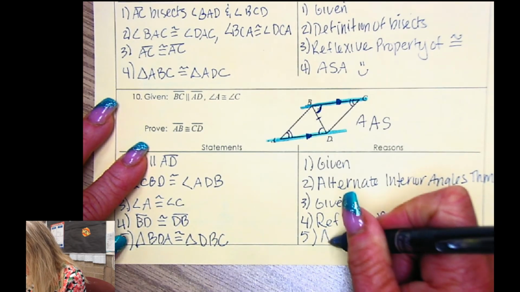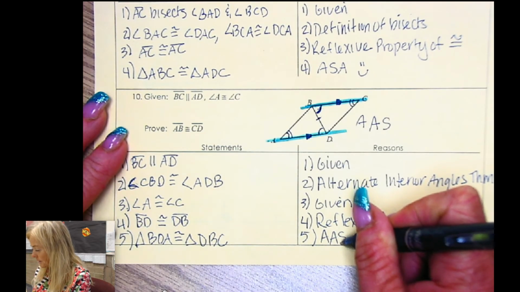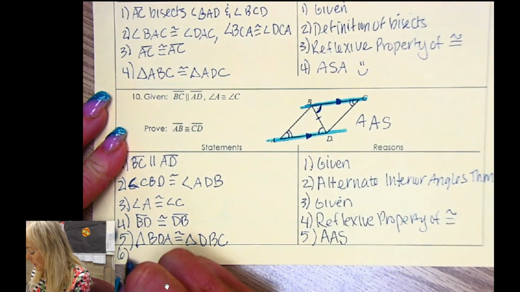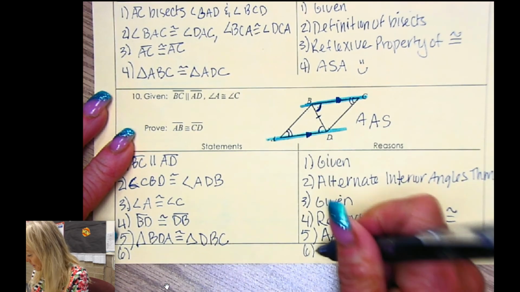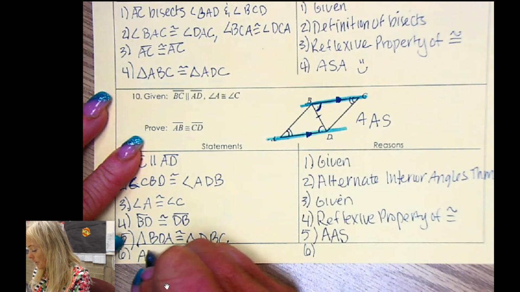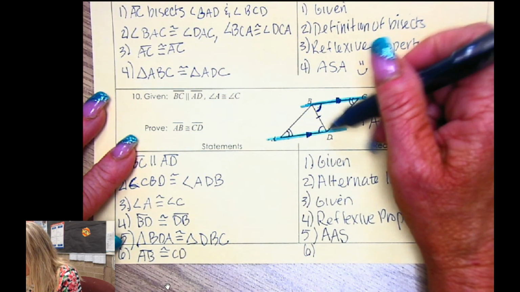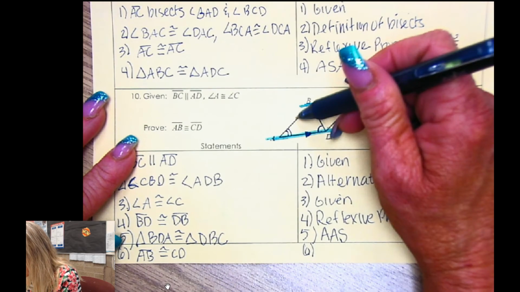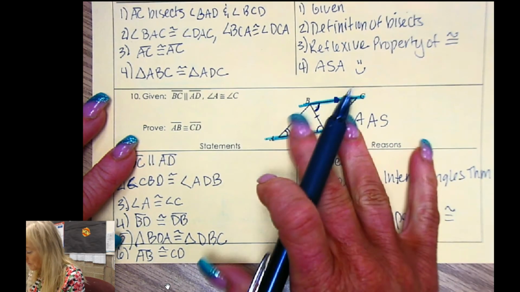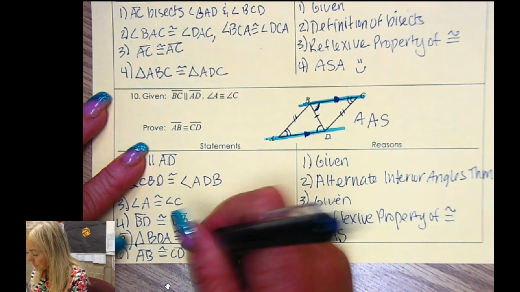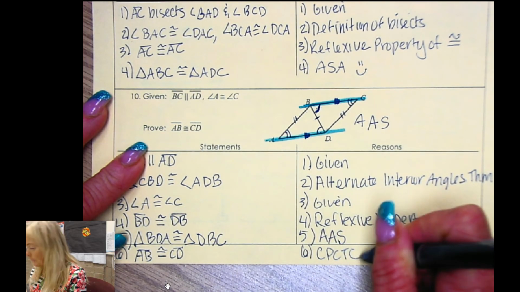And that's why, angle, angle, side. And then because they're congruent, every corresponding part is congruent, and therefore AB would be congruent to CD, because those are corresponding parts of congruent triangles, which is CPCTC.